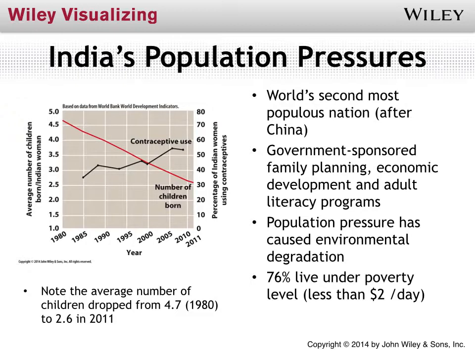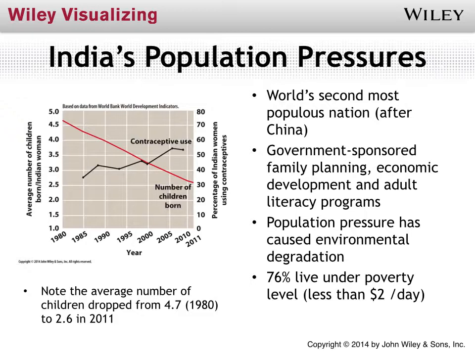India is the world's second most populous nation after China. Between China and India, those two countries account for about a third of the world's population. Both of those countries have been dealing with human population growth. For example, India has government-sponsored family planning, economic development, and adult literacy programs that they use to try and address the population issues. As with anywhere else in the world where populations exceed the carrying capacity of the environment, the result of that is going to be environmental degradation.